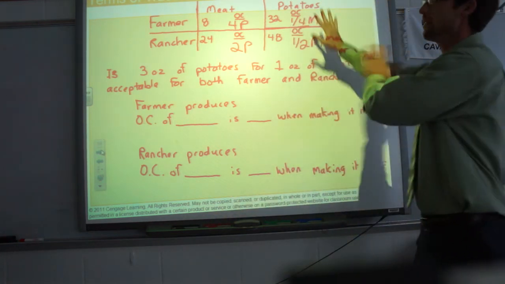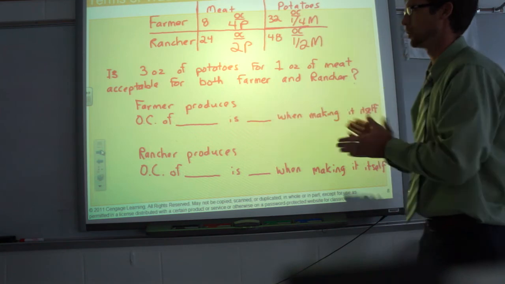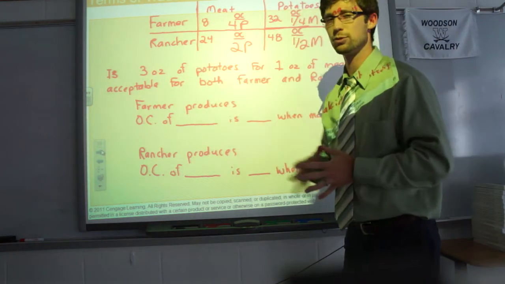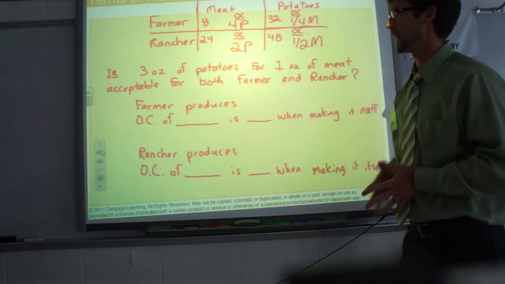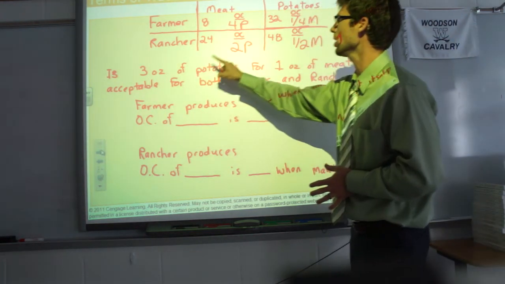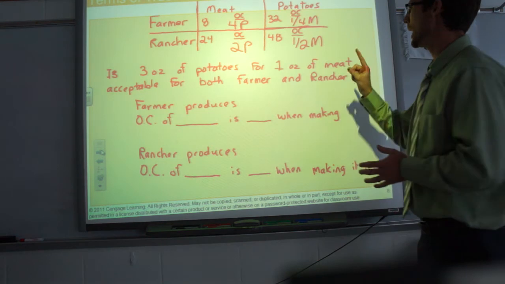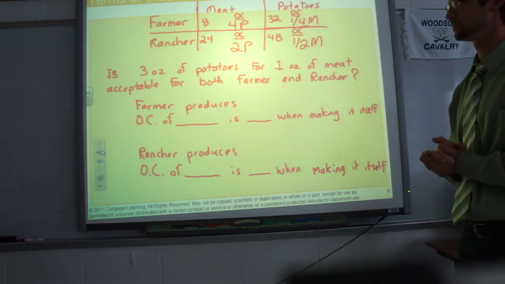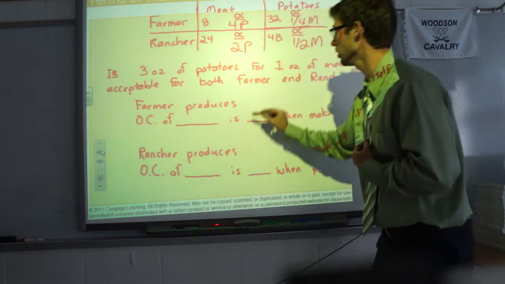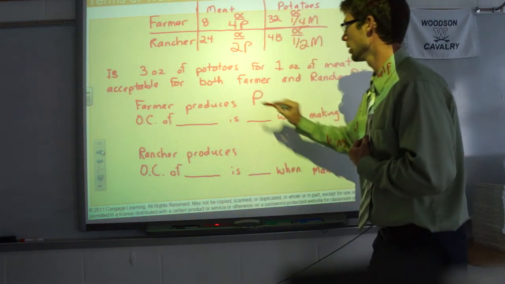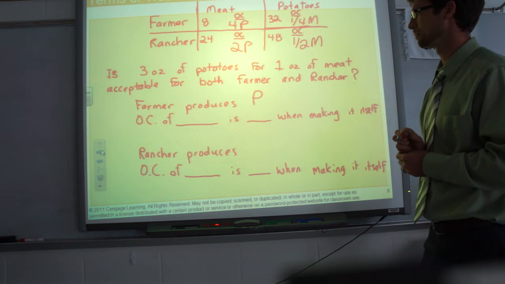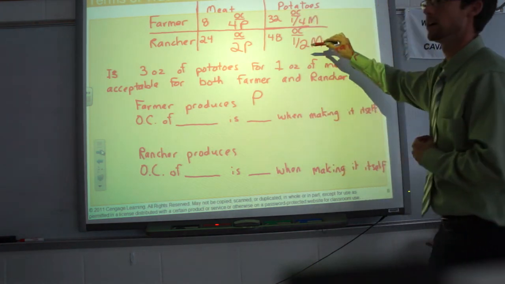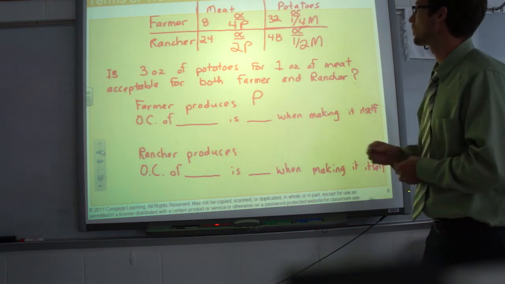So, now we have our opportunity cost. Now we can do step 2. Even before this, this is our terms of trade. This is what the question is asking. Is 3 ounces of potatoes for 1 ounce of meat acceptable to both farmer and rancher? Well, we established that the farmer was going to make potatoes. And they make potatoes because they have a comparative advantage in it.